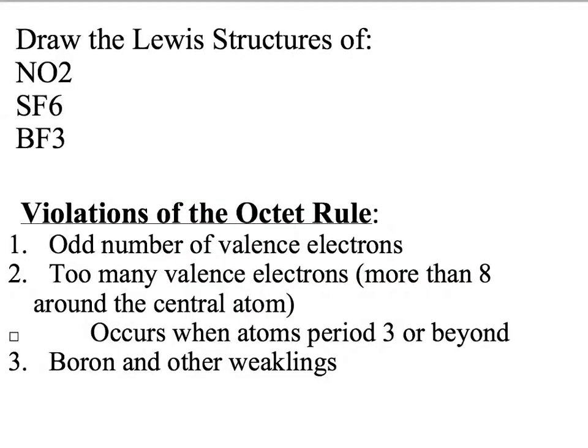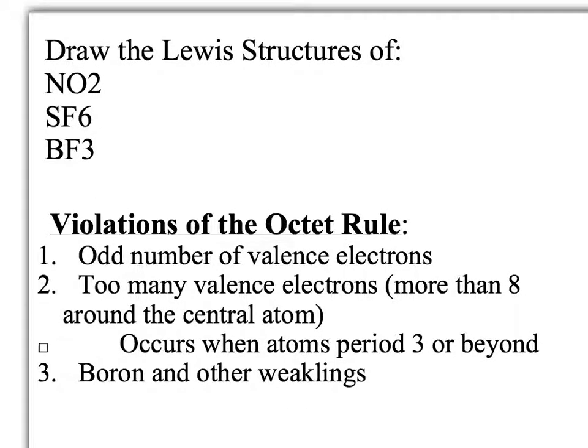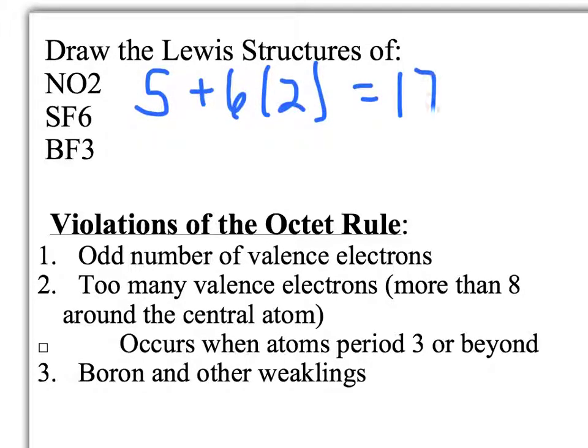All right, so we drew a couple more Lewis structures in class. I'm not going to draw them right now, but we noticed something a little different about all of these. NO2, the first thing we're really going to notice about that is that we get an odd number of valence electrons. So we get 5 for my nitrogen, plus 6 times 2. So I get 17 valence electrons. There is no way to draw that without violating the octet rule, hence my first violation of the octet rule. With an odd number of valence electrons, you're going to have to.